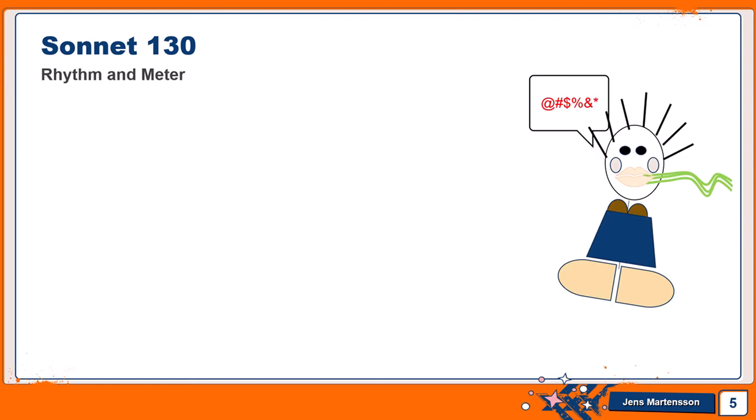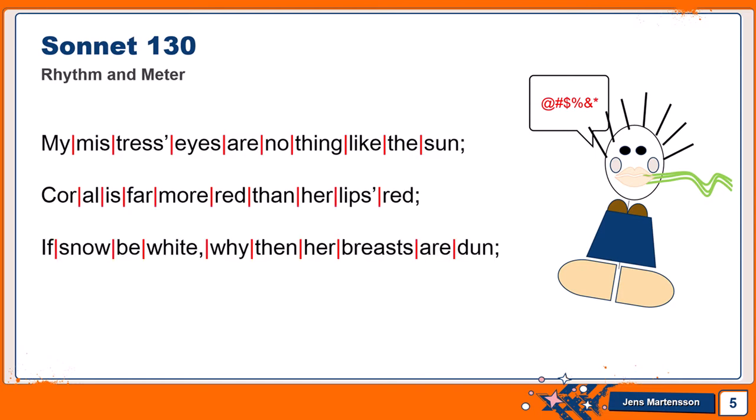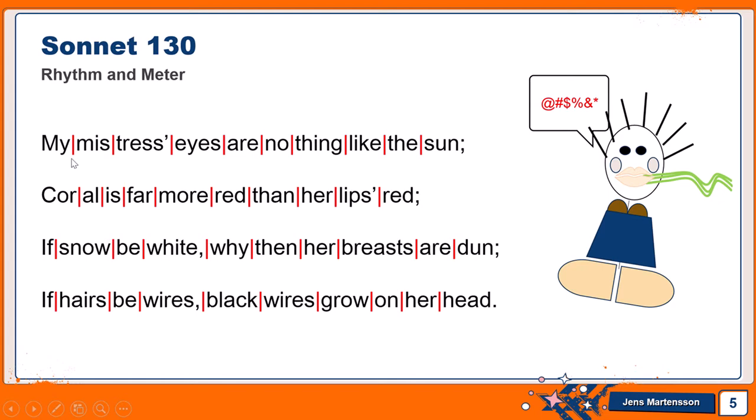The last part of the sonnet you need to be able to recognize is the rhythm and meter. Most sonnets and all of Shakespeare's sonnets are in what is called iambic pentameter. Each line of the poem has 10 syllables, as indicated by the red vertical lines.